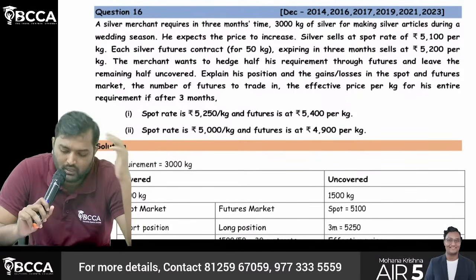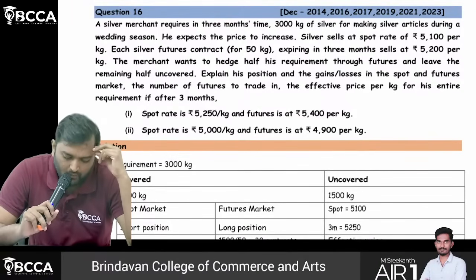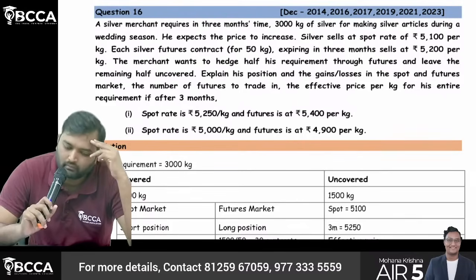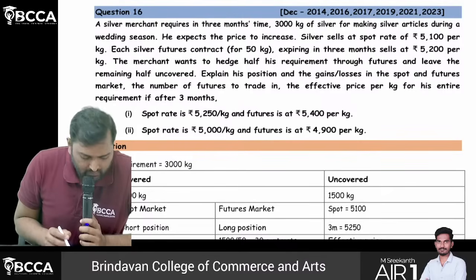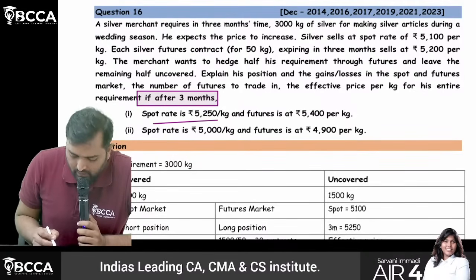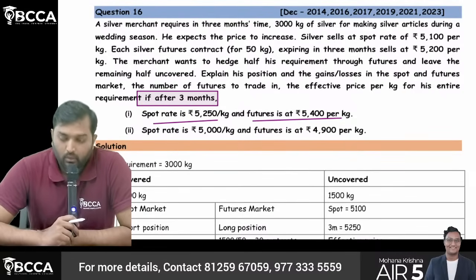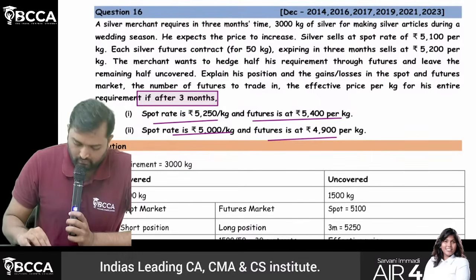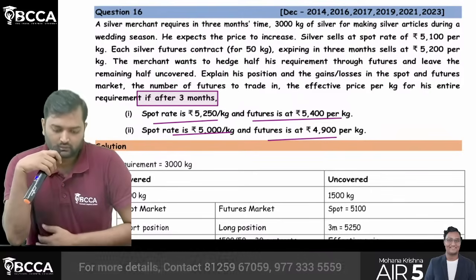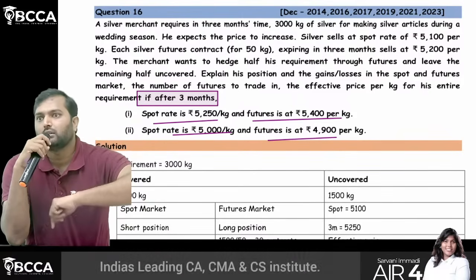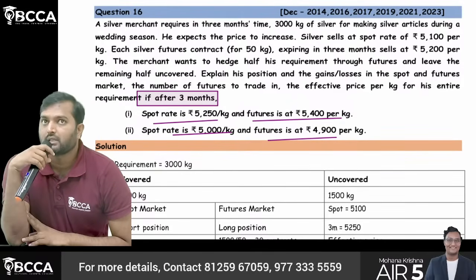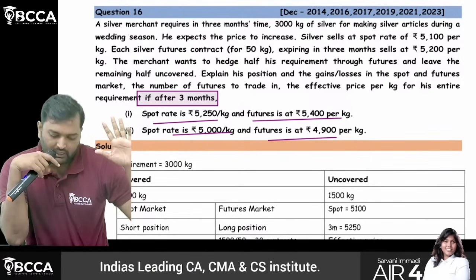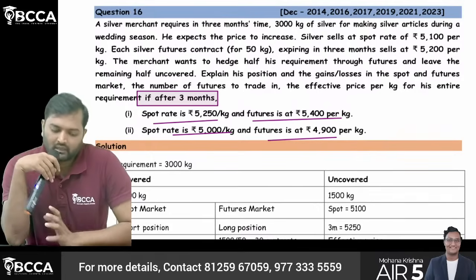This is a past examination question. This concept was tested frequently in the old syllabus. Two cases are given. In the first, after 3 months, on maturity, the spot rate is 5250 per kg and the futures price is 5400 per kg. In the second scenario, on maturity, the spot price is 5000 per kg and the futures price is 4900 per kg.